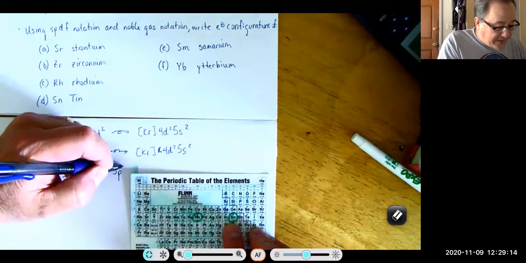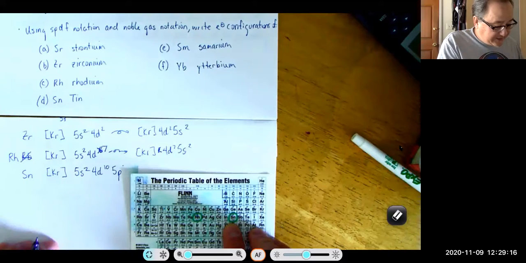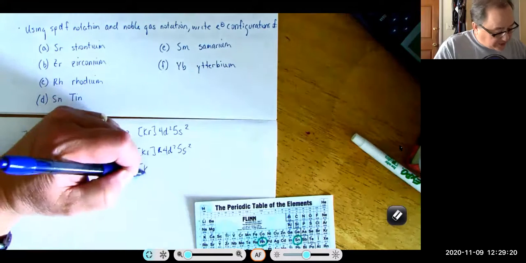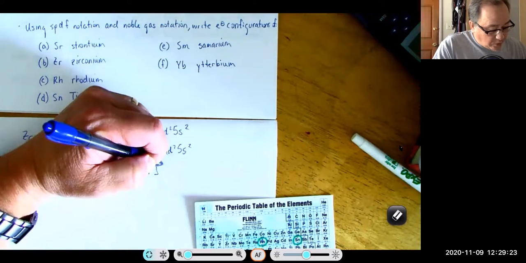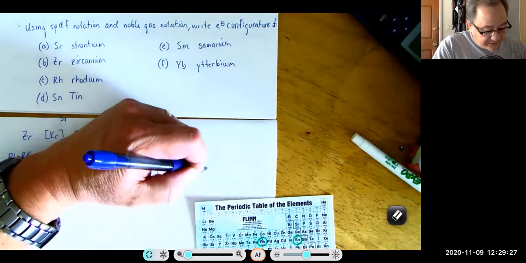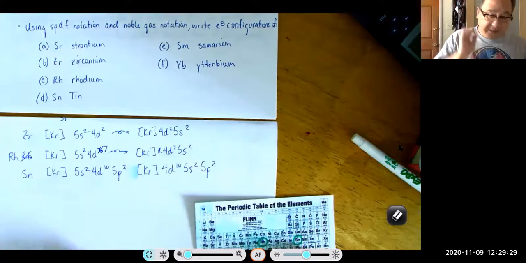Excellent. 5P, how many elements in is tin? 2. Yep. So when we rearrange, we get 4D10, 5S2, 5P2. Any questions?